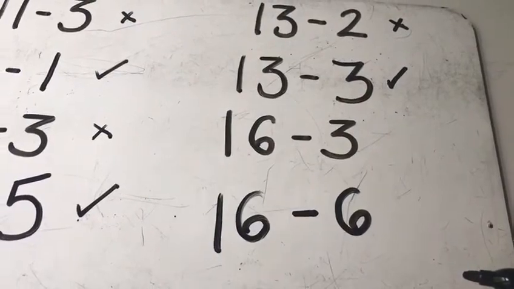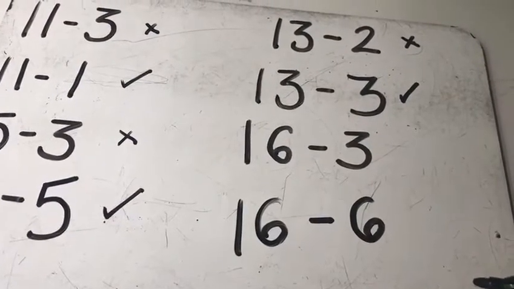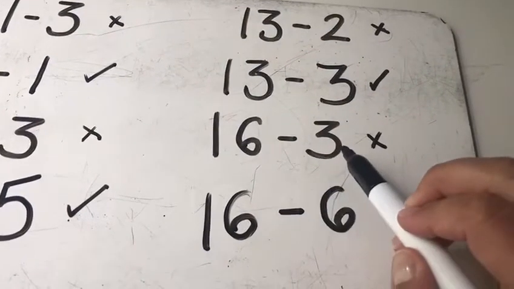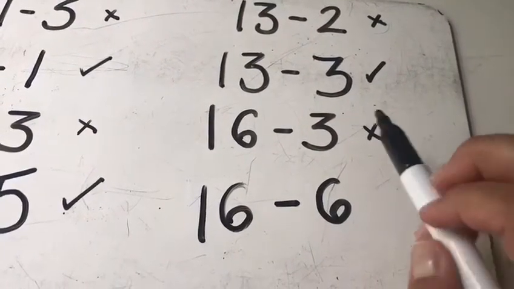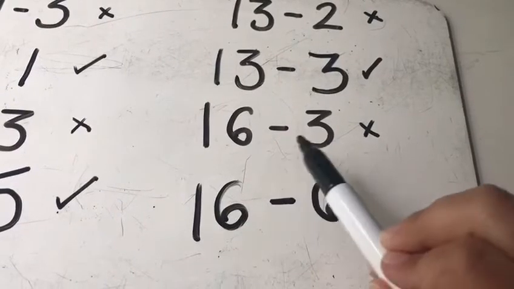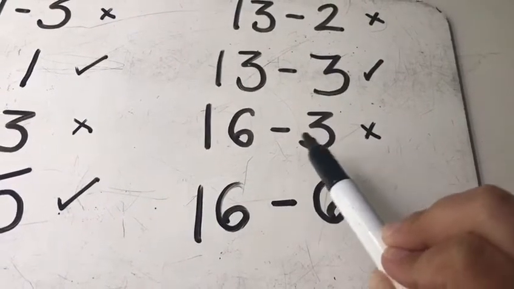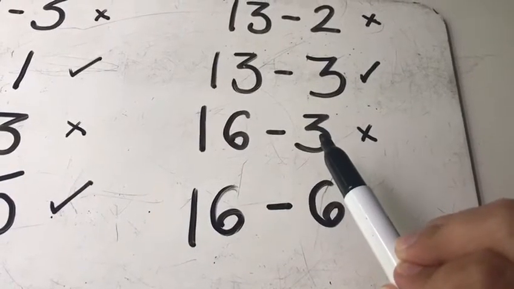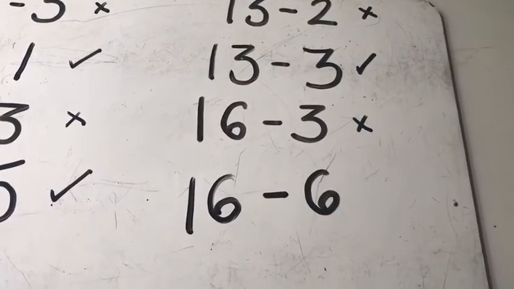Do you think that will bridge to 10? If you said no, you are right, because 16 take away 3 would be 13. And I know this because, look, 6 is a double of 3. So double 3 must be 6. So I can take away 3 to be left with another 3 in this column.